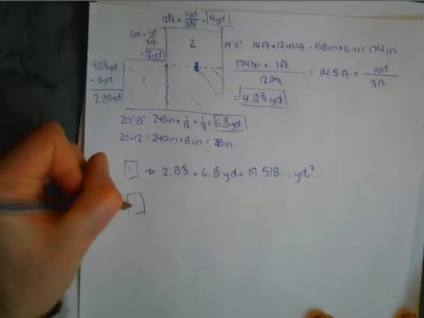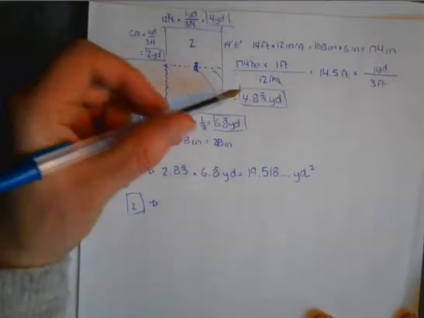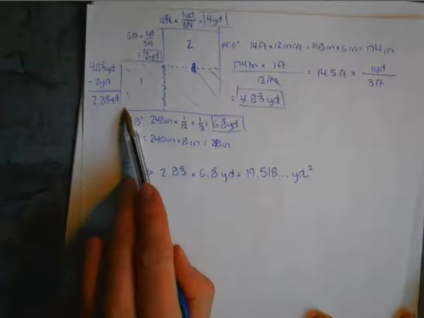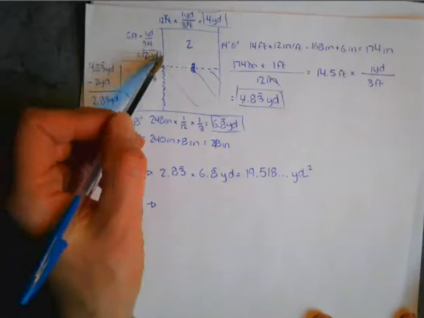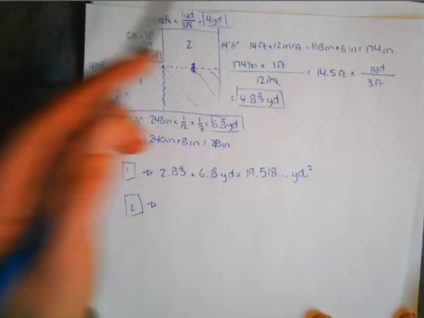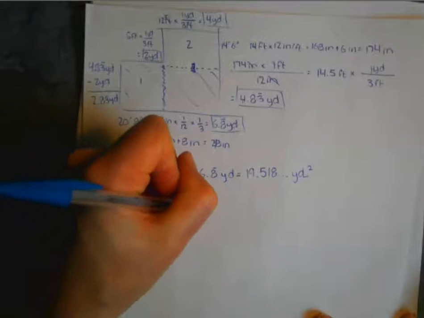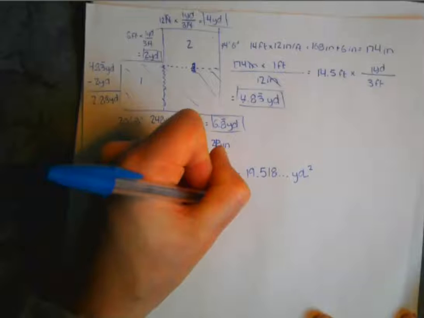For rectangle number 2, let me just confirm I did that right, 6.8 times 2.83, yep. And then for rectangle number 2, we had the height was 2 and the width was 4, so 2 yards times 4 yards, a little bit easier, gives us 8 yards.